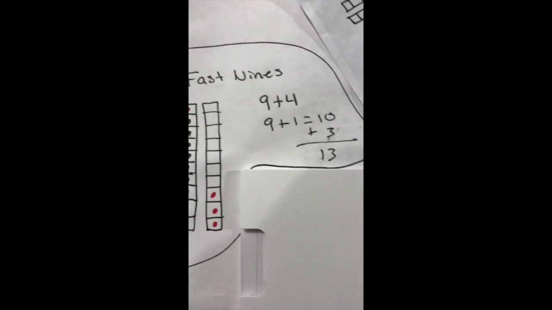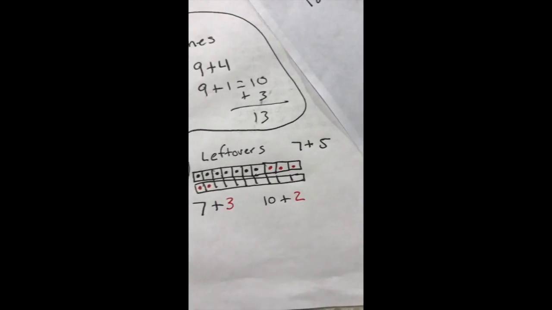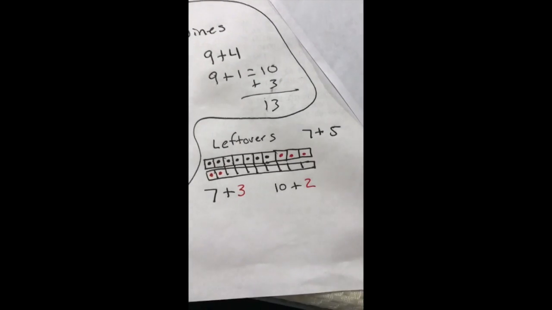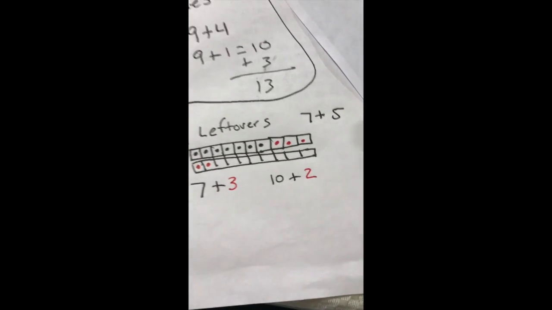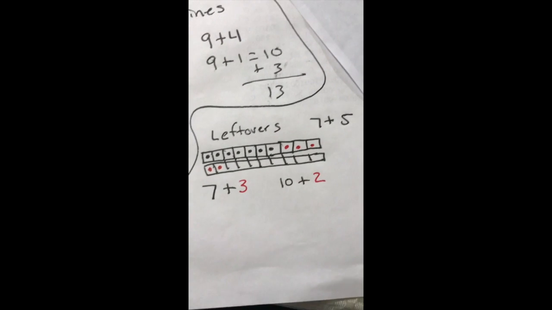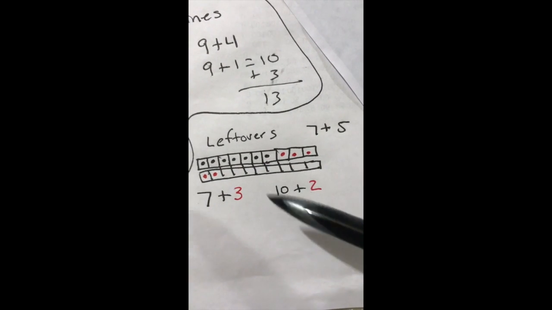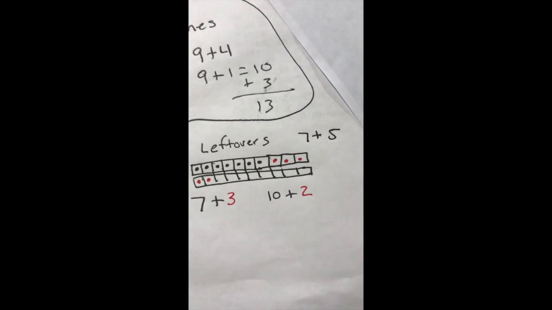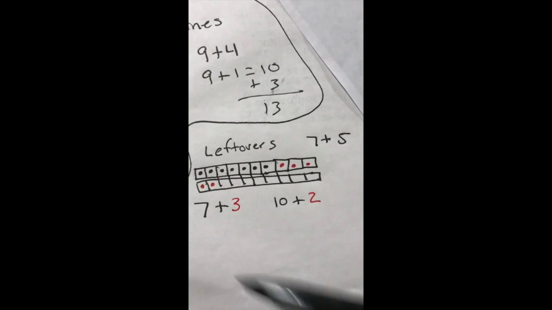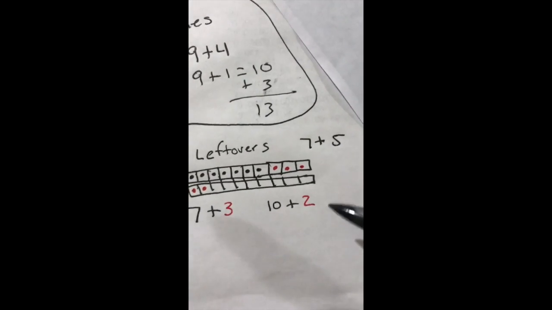Shading in these blocks. And then I have another one called leftovers, which is the same concept, but doesn't only include the 9s. In the example I have, 7 plus 5. You can see that I have the 7 shaded in, and I'm adding 5. So I need 3 to complete the set of 10, and afterwards I only have 2 left over. So for that, I'm just adding the 2 to the 10, which equals 12.